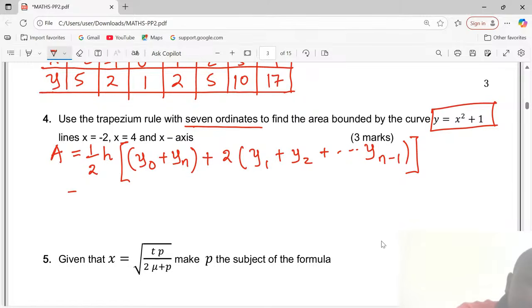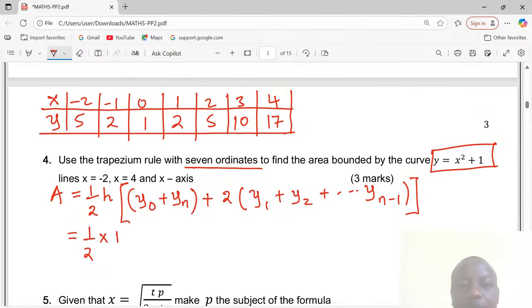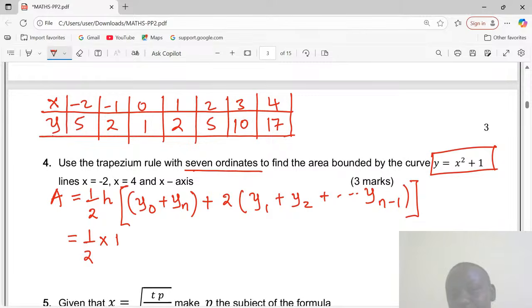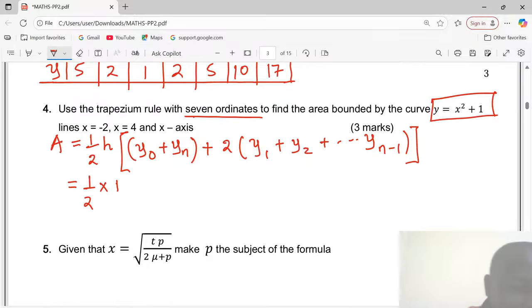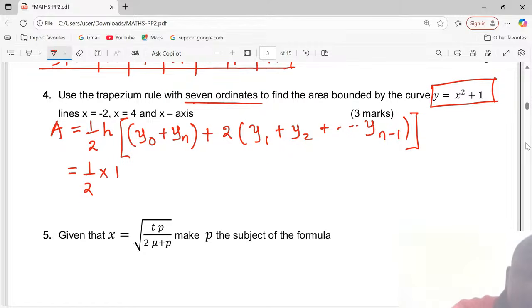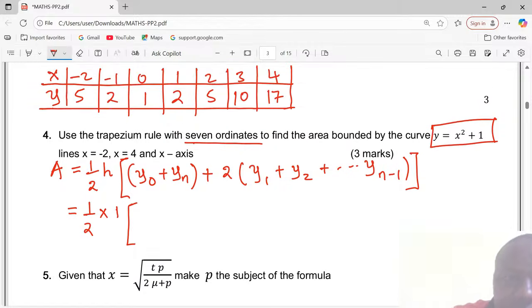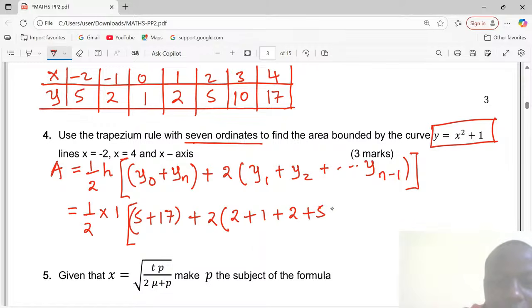So substituting into this formula, we begin with half and we multiply half by 1 because the interval here is 1. From -2 to -1 to 0 to 1 to 2, 3, 4, we are using intervals of 1. So that is where our height comes in. Then we go to the values of y. We begin with the first and the last, 5 and 17. 5 plus 17. Then we add 2 multiplied by the values of y in between the first and the last: 2, 1, 2, 5, 10.